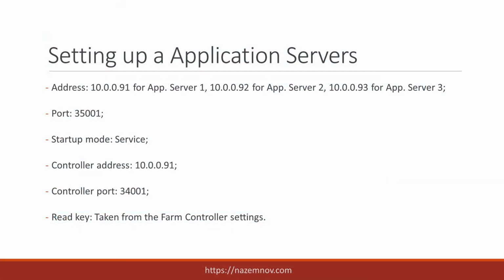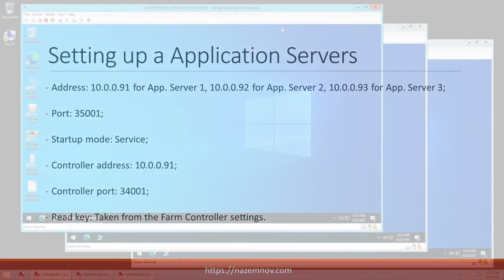Setting up an application servers. Address: 91 for App Server 1, 92 for App Server 2, 93 for App Server 3. Port 35001. Startup mode, service. Controller address 91. Controller port 34001. Read key taken from the farm controller settings.